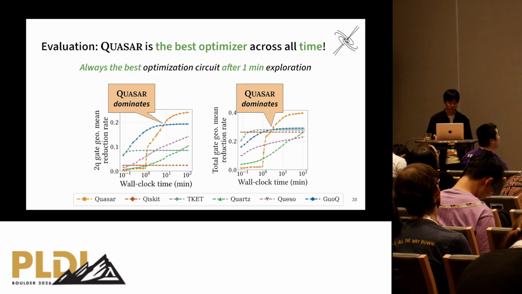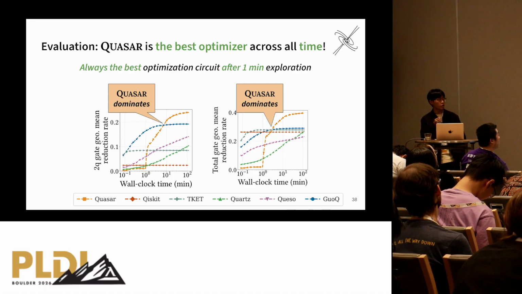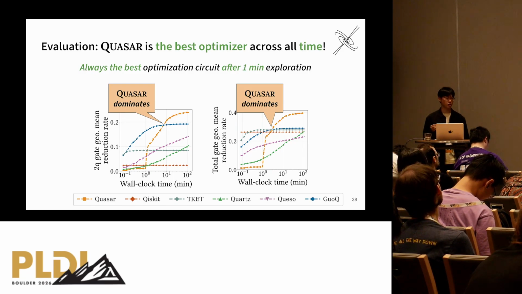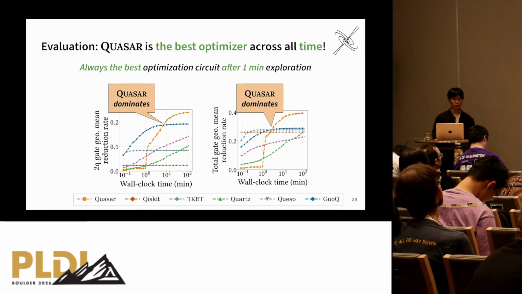The higher the better. We found that, as shown in the orange line, Quasar can find the best results across all the benchmarks after we let it run up to 1 minute, and it will dominate all the optimization results.